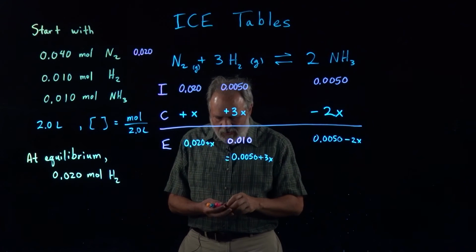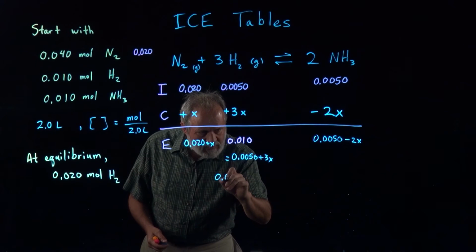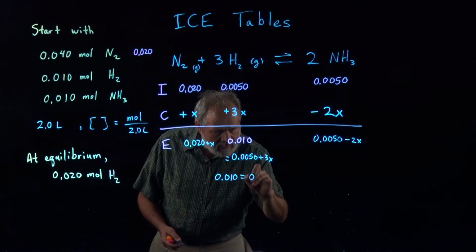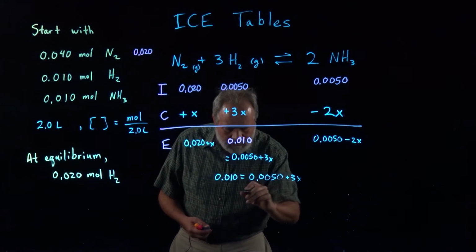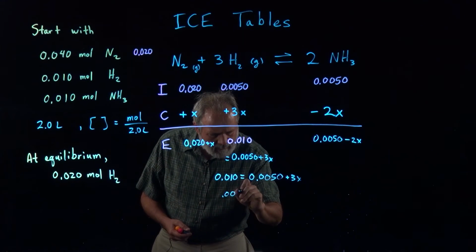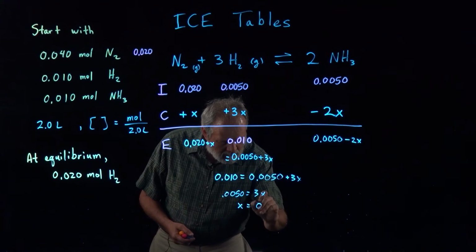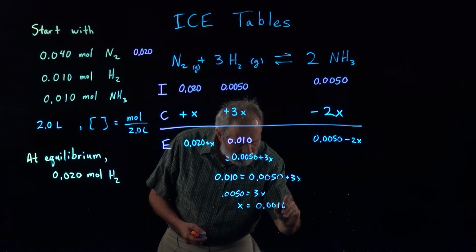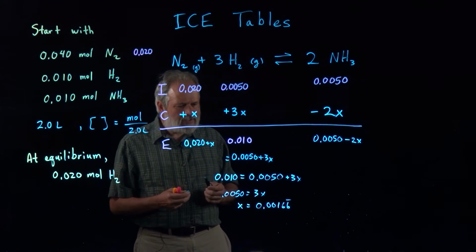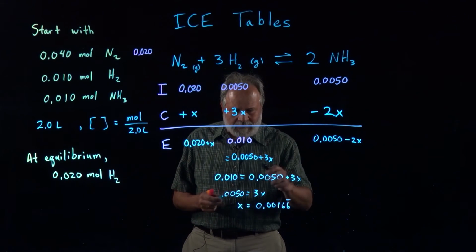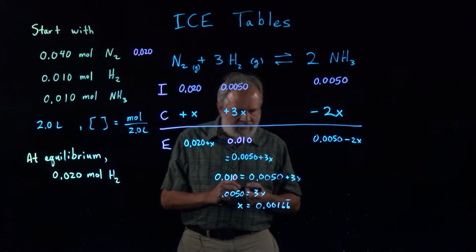Okay, so it's a super easy algebra. 0.010 equals 0.0050 plus 3X. Okay, so X is going to be 0.00166 forever. And now we know X, we can actually get this number.